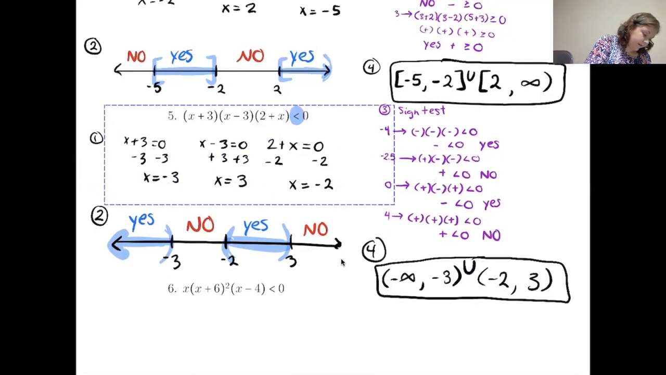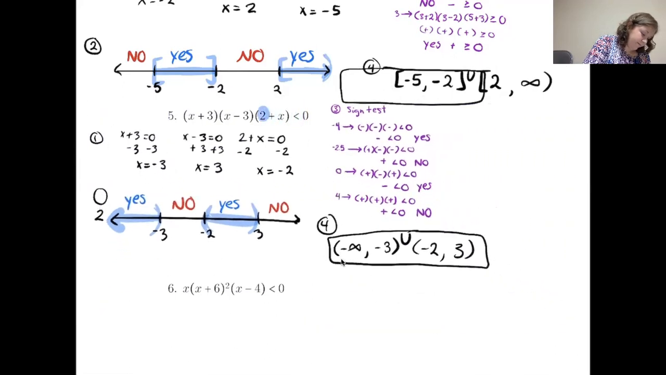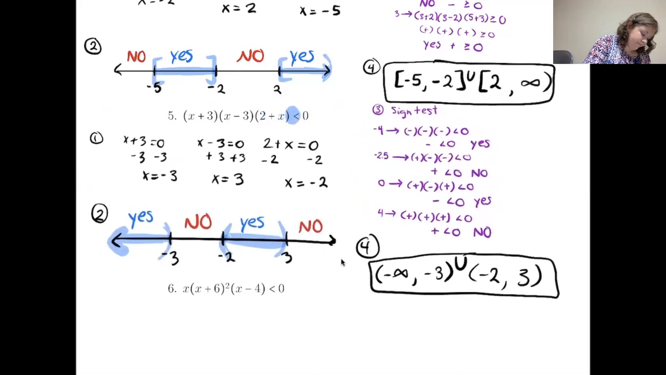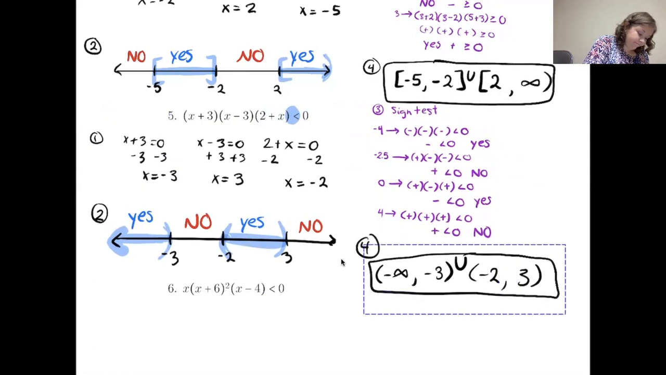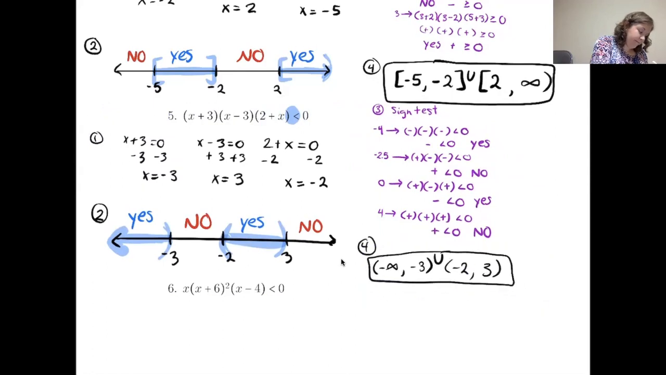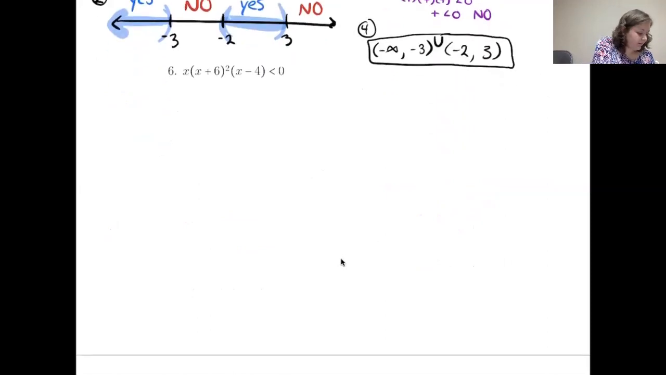So I'm trying to make this a little smaller to give us room for the next problem. I don't think that's working. I think I'll just keep it as is. Or maybe just make this part smaller. There we go. All right, so now we will do number 6.